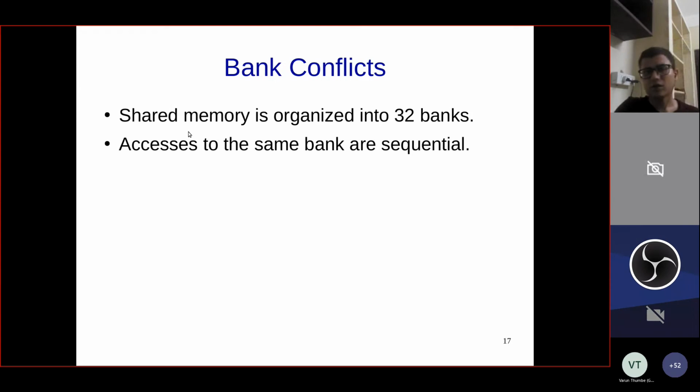First of all, the shared memory is organized into 32 banks. There is something called a bank, and the shared memory has 32 such banks. And if two threads of the same thread block access the same bank of the shared memory, then those accesses will be sequential.